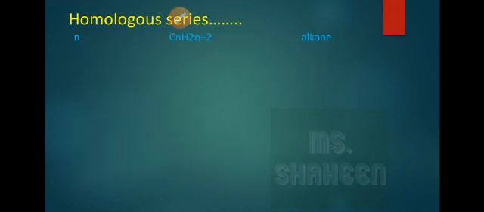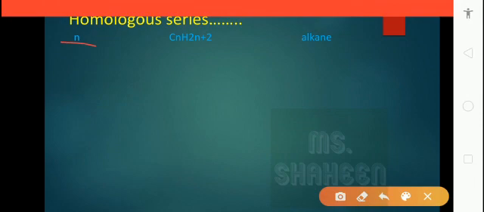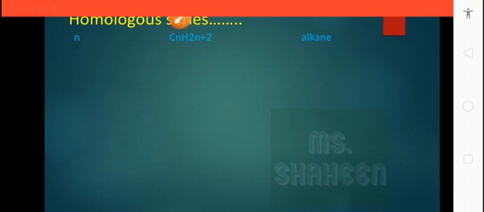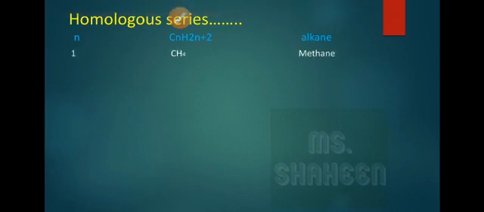Now, here is the homologous series of alkane. N represents the number of carbon atoms. By putting the value of N in this formula, we can calculate the number of carbon and hydrogen atoms in the alkane. Like the first member of alkane, in which the number of carbon atoms is 1, by putting the value of N in this equation, the formula we obtain is CH4, and the name of the alkane is methane.